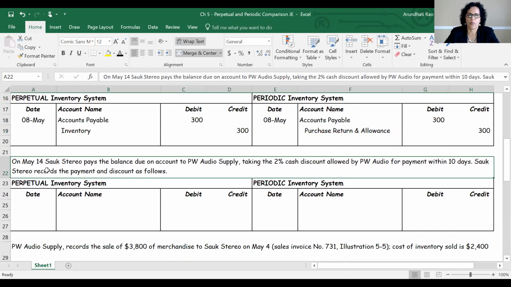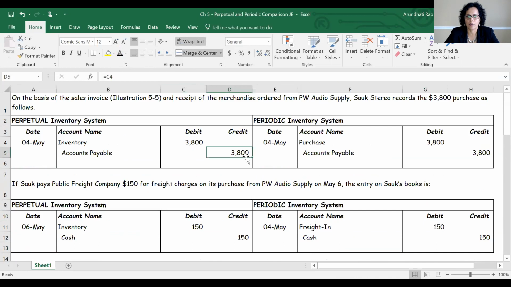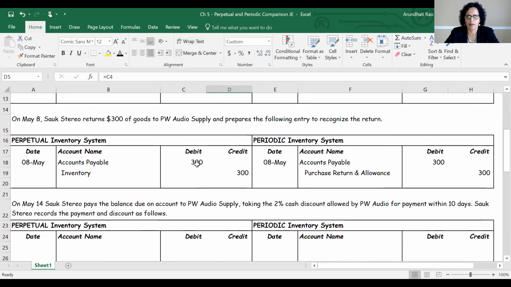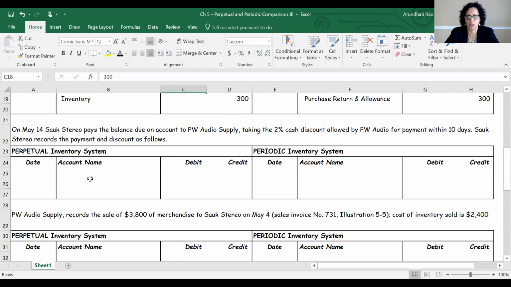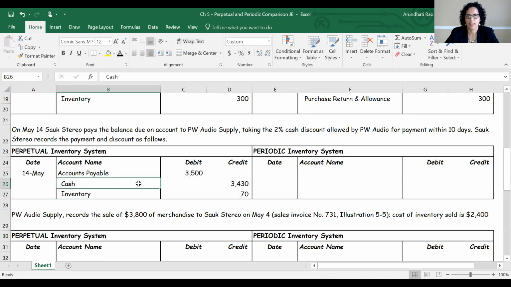Then we're told that on May 14th, which is the 10th day, the buyer makes the payment to the seller. How much do they owe them? The initial $3,800 accounts payable, less the $300 that we returned, $3,500 is what is owed. So in the perpetual system, our journal entry was accounts payable debit, $3,500 to indicate that account is closed. Cash credit for the amount of check that we wrote. The 2% discount, we credited inventory to indicate my inventory is that much less expensive.